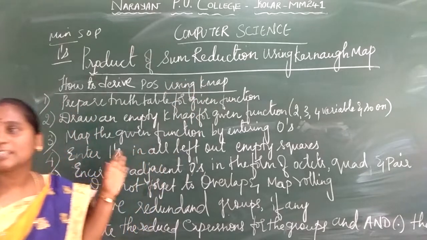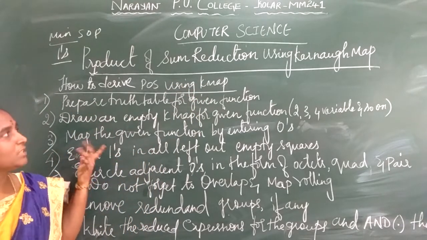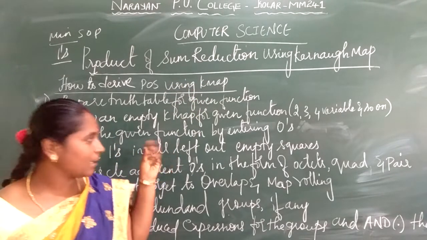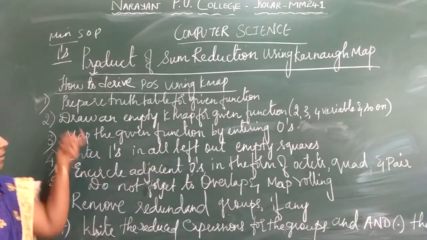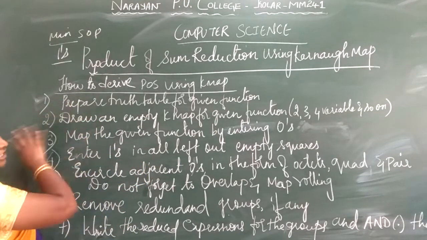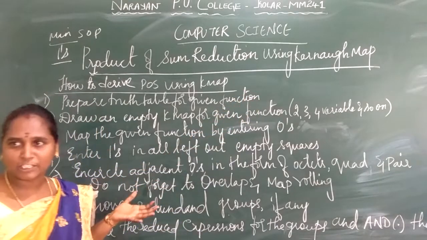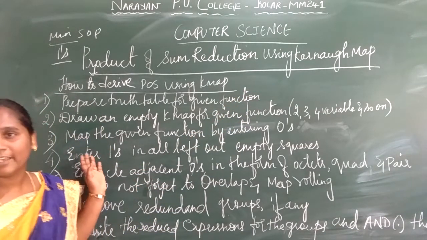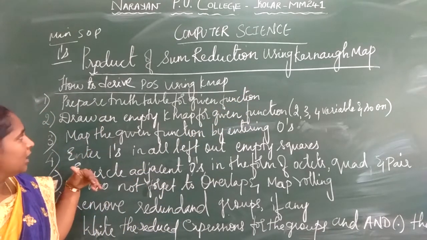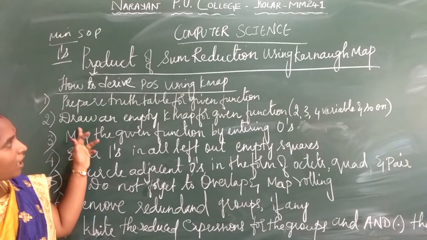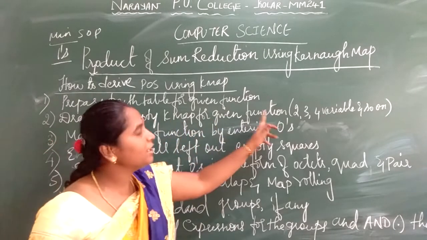We also discussed summary rules of the SOP using K-map. Same rules, instead of sum, small changes will be there in a POS. What is the first step? Prepare a truth table for a given function. If they give any expression or function, for that you are going to prepare a truth table. After preparing the truth table, you have to draw an empty K-map for the given function.